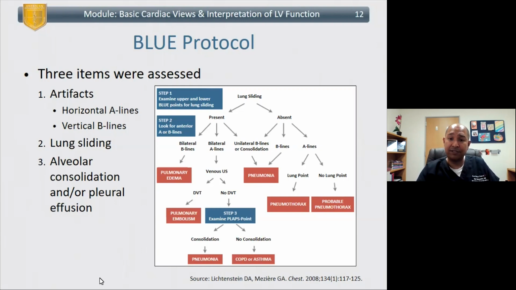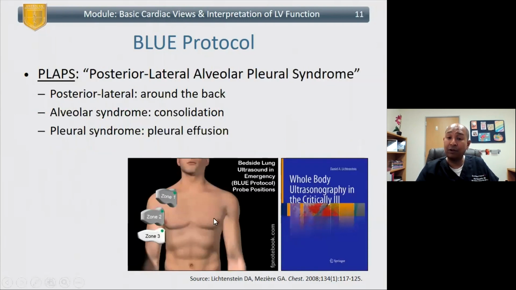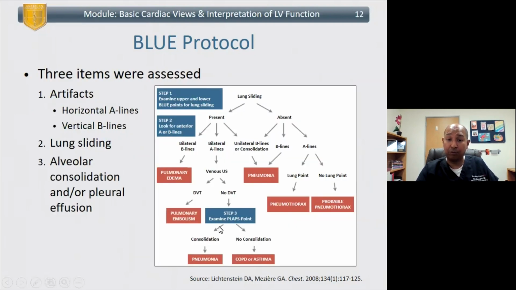And then if you still don't see a DVT and the patient is still short of breath, you could go to that PLAPS point, which is that zone 3, and really look for things like a pneumonia, a pleural effusion, consolidation, to figure out what's going on. So all these protocols we just talked about, the RUSH protocol, the FALLS protocol, the BLUE protocol, are different ways, when you're evaluating someone for shock in the medical ICU, to have a certain pathway, a protocol to go by, to think about what the causes of this patient's clinical situation are.